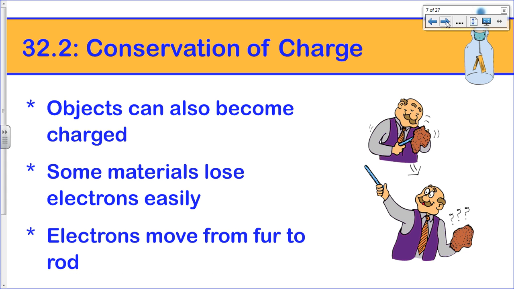Not only can atoms become charged, but so can everyday objects. Okay? So an object can become charged whenever it loses or gains electrons. Some materials are going to lose electrons easily. Other substances are going to not lose electrons easily. Some will gain electrons easily, some will not gain electrons easily.